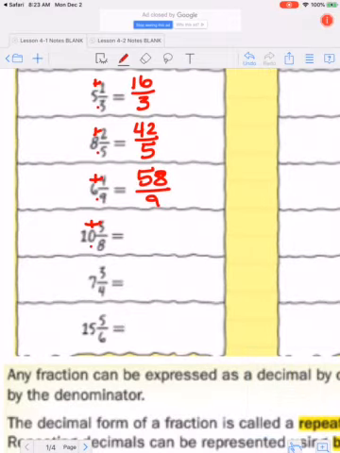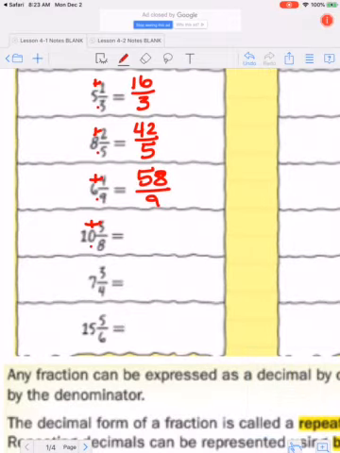The next one says, any fraction can be expressed as a decimal by dividing the numerator by the denominator. The decimal form of a fraction is called a repeating decimal. Repeating decimals can be represented using bar notation. In bar notation, a bar is drawn only over the digits that repeat. So in this first one, the digit that's repeating is the 3, so we drew the bar only over the 3.